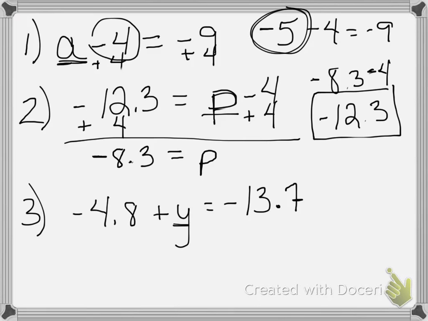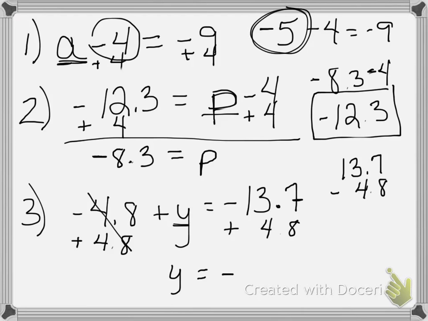Okay, so now for the very last one, I want to get y all by itself. I have a negative 4.8. So to get rid of that negative 4.8, I'm going to add 4.8 to both sides because a negative 4.8 plus 4.8 is 0. So that's gone. I'm just left with y equals. These are different signs, so I know I'm going to subtract and keep the sign of the larger number. So I know my answer is going to be a negative. This time I have 13.7 minus 4.8. Okay, I'm going to borrow. 17 minus 8 is 9. 12 minus 4 is 8. So my answer is a negative 8.9.